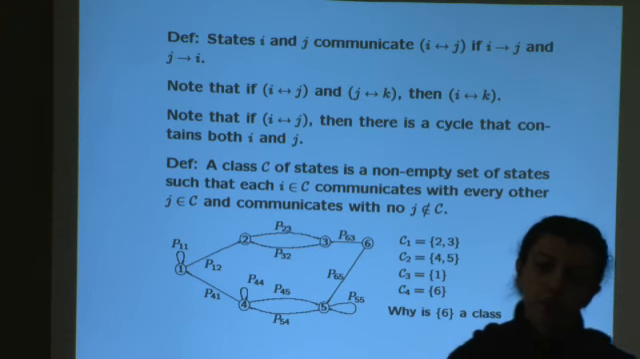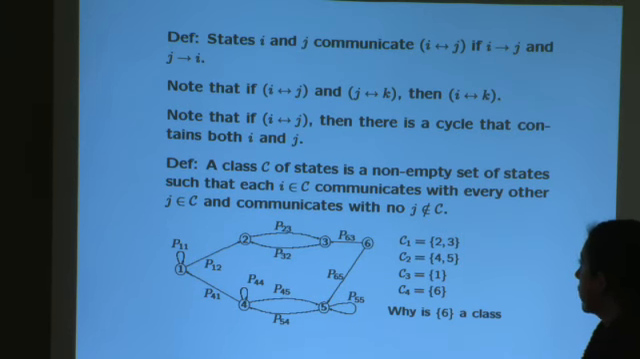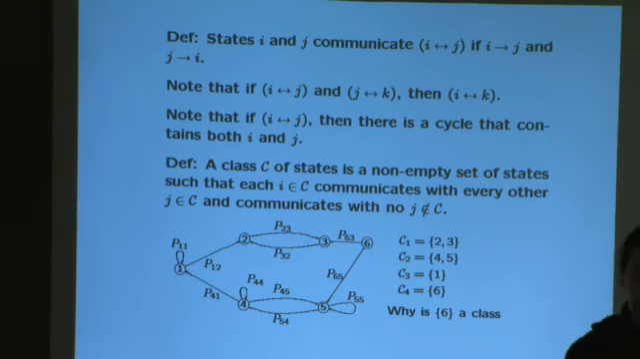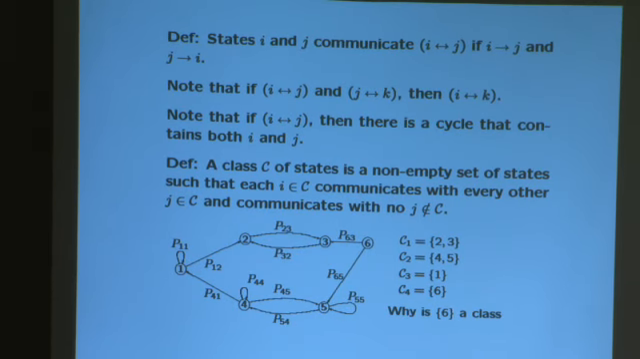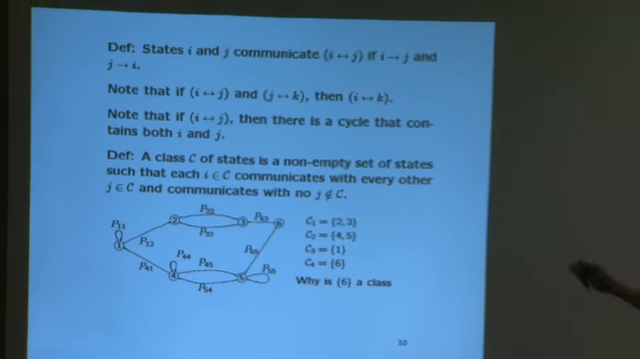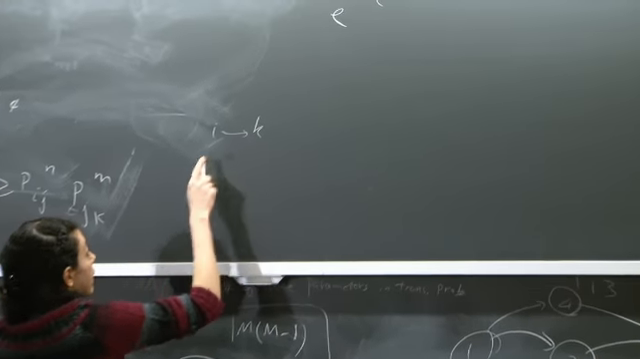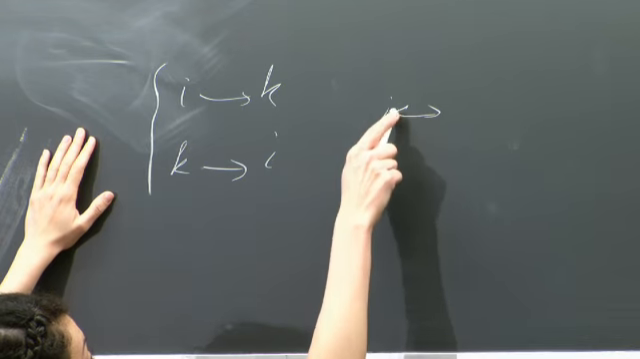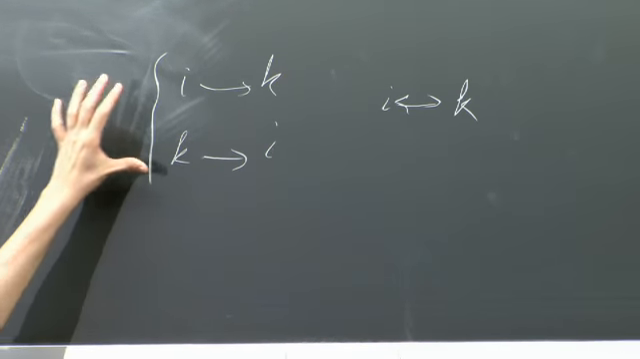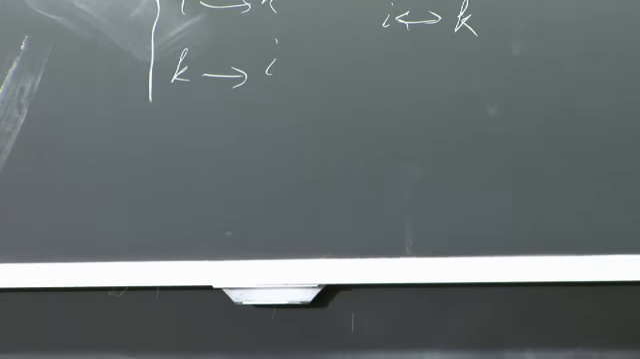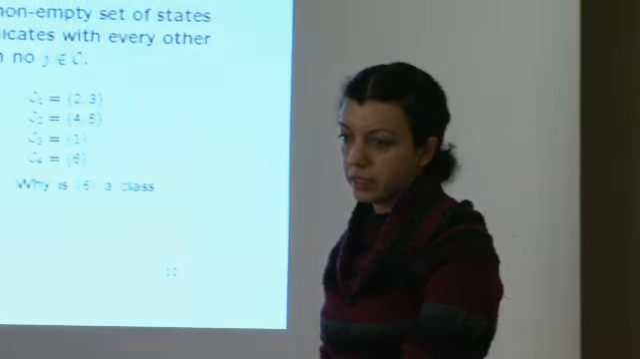It's again very simple to prove that if i communicates with j and j communicates with k, then i communicates with k. In order to prove that, I need to prove that there is a walk from i to k, and I need to prove that there is a walk from k to i. So this means that i communicates with k. These two things can be proved easily from the concatenation of the walks and the fact that i and j communicate and j and k communicate.